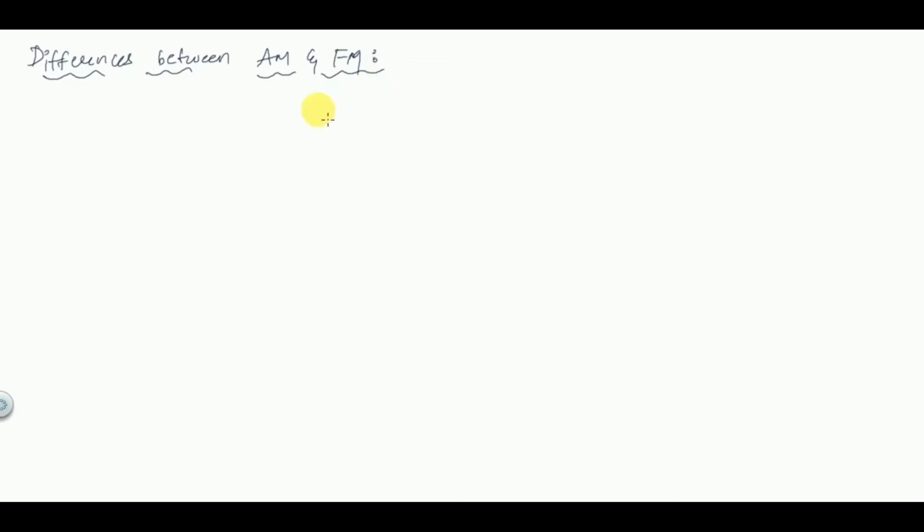So differences between AM and FM. Let me take the AM on one side and FM on the other side to have the clear differences. So point by point we'll discuss now. So the first point here is the total power.